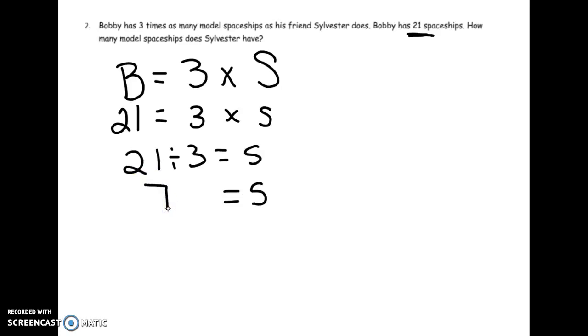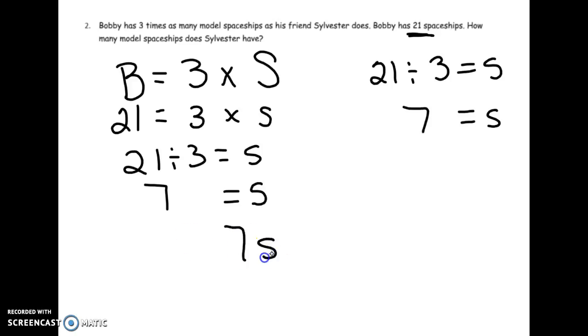The other way of looking at this is to right away say, oh, well, Bobby has 21. And we know that that's 3 times as many as Sylvester. So 21 divided by 3 equals Sylvester, and just solve it with that equation. Either way, the same answer is that Sylvester has 7 spaceships.